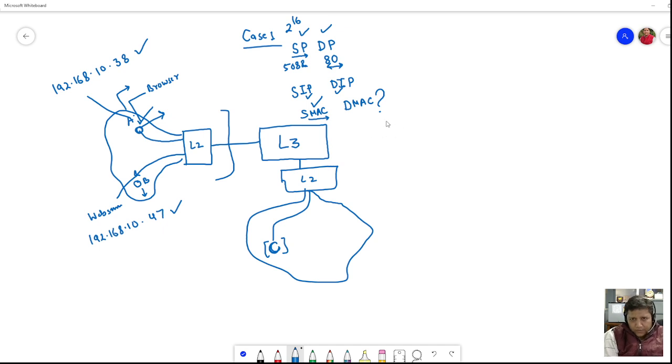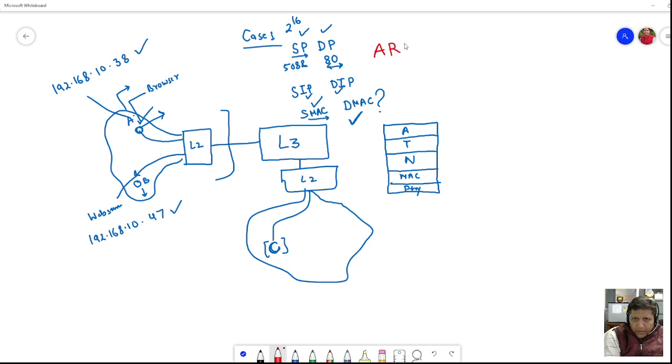And for that purpose, if I draw the protocol stack, at the top we have application layer, then transport layer, then network layer, then MAC or data link layer, then physical layer. Now to know the destination MAC, there is a protocol known as ARP, Address Resolution Protocol, and the placement of ARP is here. You can assume that it is in between network layer and MAC layer. ARP is not an application layer protocol.